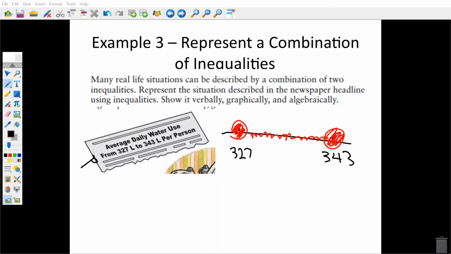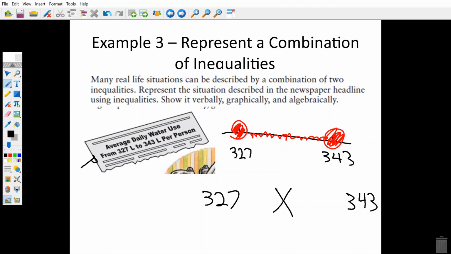Now, how do you make that algebraically? Well, here's what you're going to do. You're going to start with your variable. When you have two numbers, the variable will go in the middle. Okay? The larger number is on the right, and the smaller number is on the left.